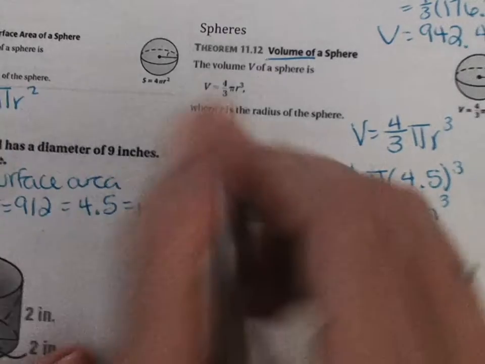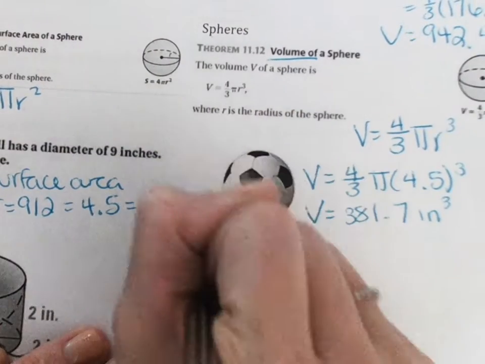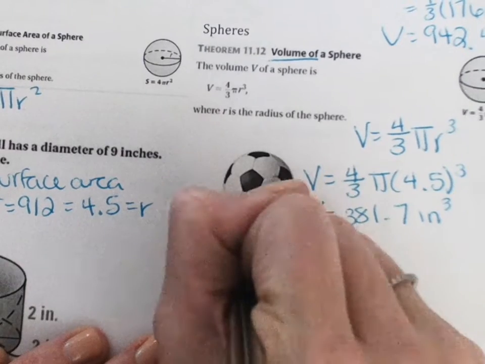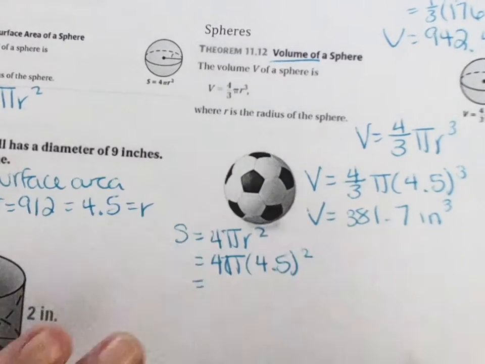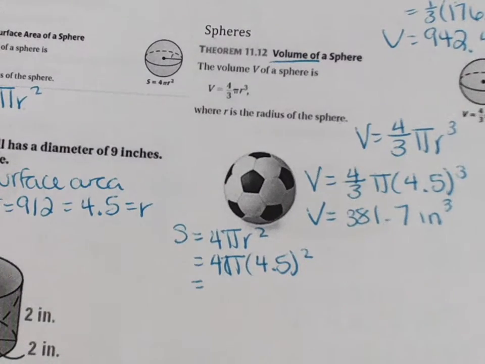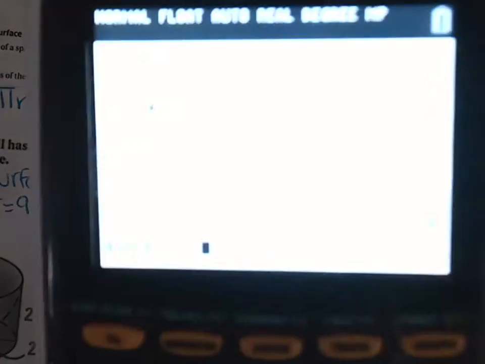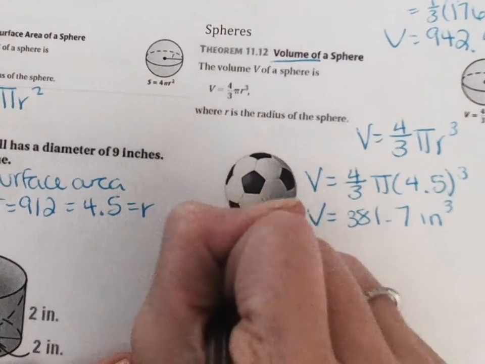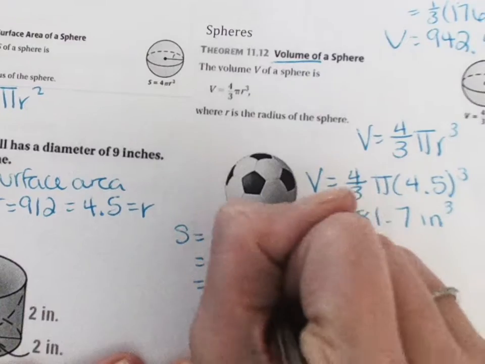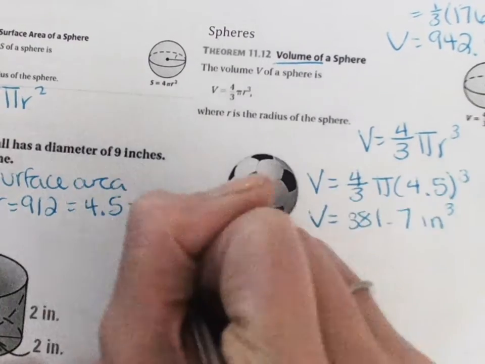The surface area is going to be 4 times pi r squared, 4 times pi times 4.5 squared. This is how I put it into my calculator: because there's no fractions, I don't need to put the pi or 4 in parentheses. So 4 pi, 4.5 squared. That gives me 254.47 inches squared, because we're talking about surface area.